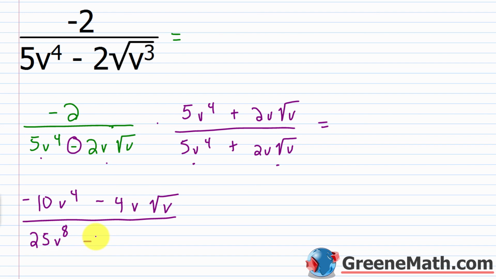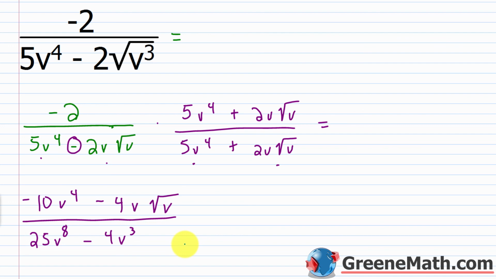Then minus. The next guy is going to be squared. So 2v squared is what? That's 4v squared. Square root of v squared is v. So I'd have v squared times v, or v cubed. So now my answer here, negative 10v to the 4th power minus 4v times the square root of v over 25v to the 8th power minus 4v cubed. So is there anything else I can do to simplify here?